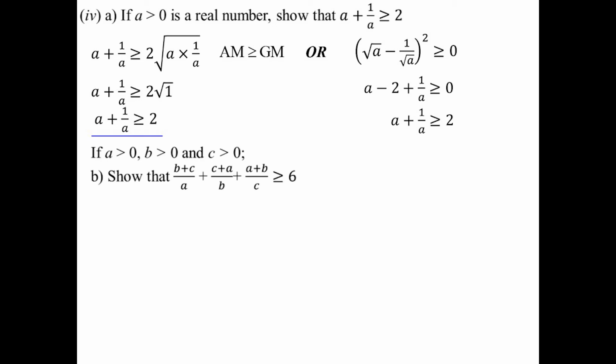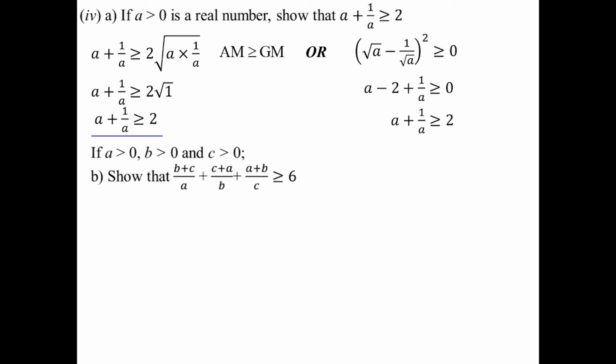So the first bit, arithmetic mean, geometric mean, etc., is hopefully giving us a hint for part B, because now a is greater than 0, b is greater than 0, c is greater than 0, we're going to show that b plus c on a plus c plus a on b plus a plus b on c is greater than or equal to 6.